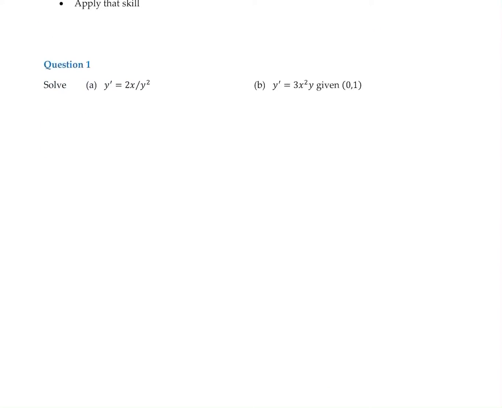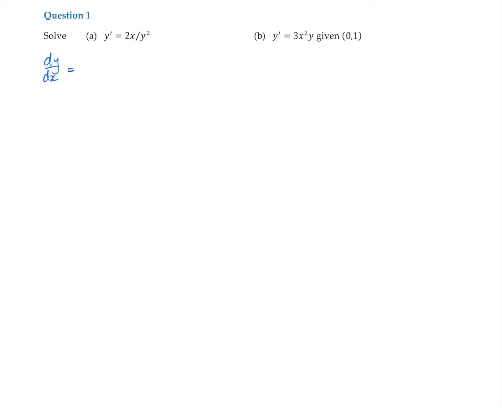Right, question 1, let's get into it. Y dash is 2x over y squared, so you might expect we're going to rewrite that. dy/dx equals 2x over y squared. Now, what can we do with that? We've got x's and y's all mixed up here.